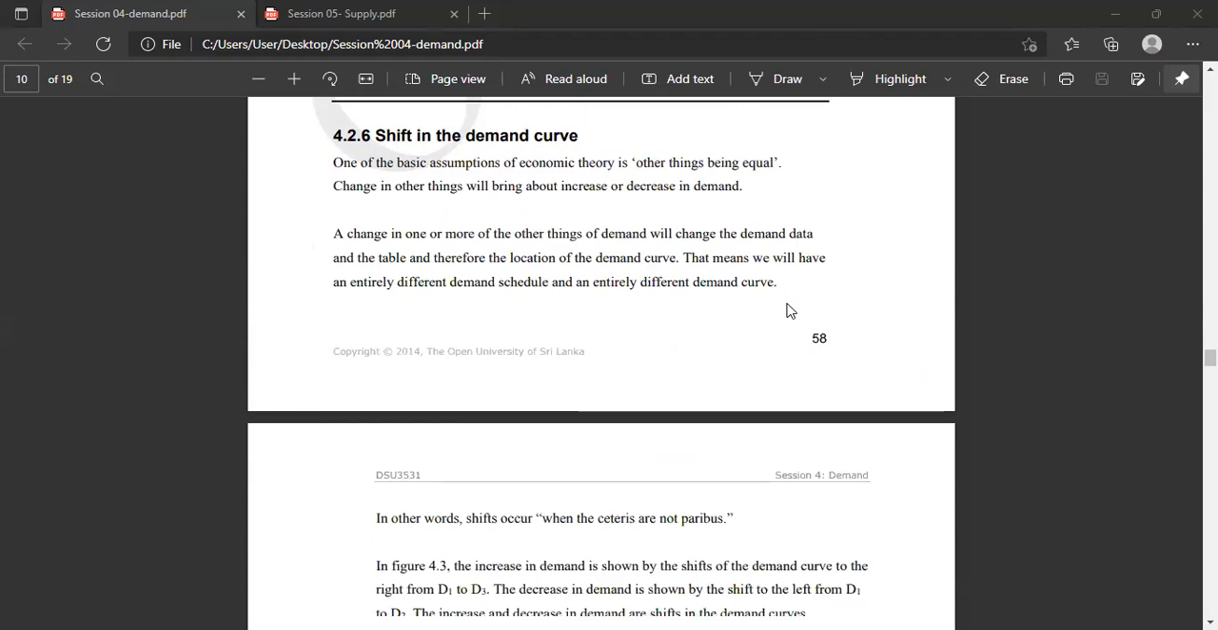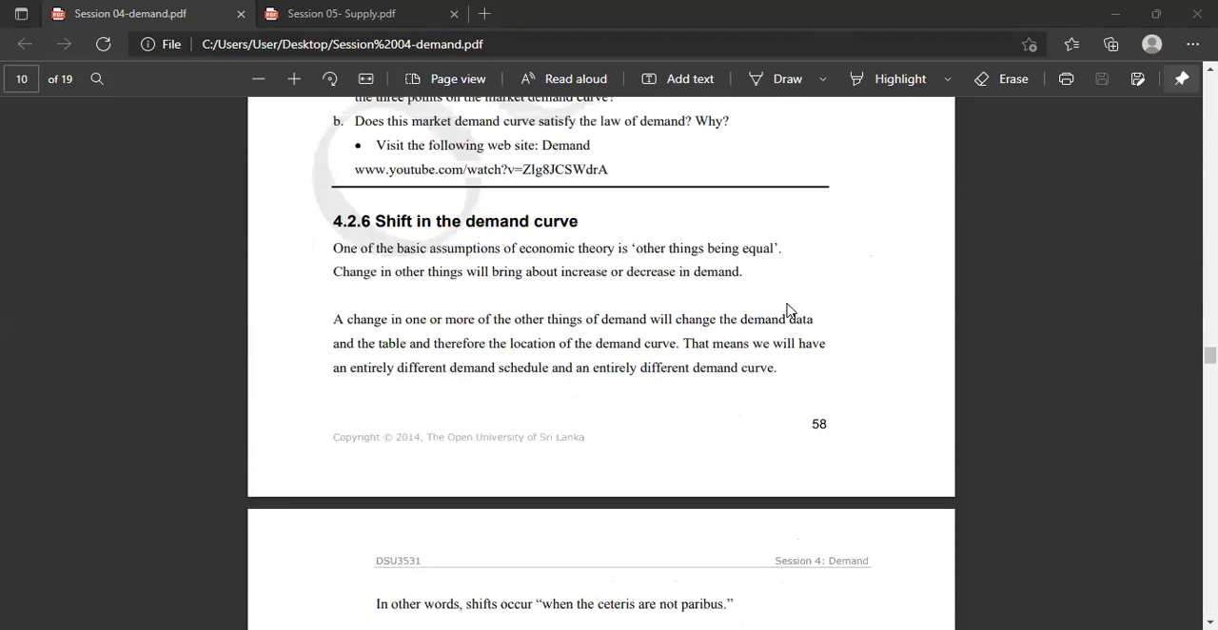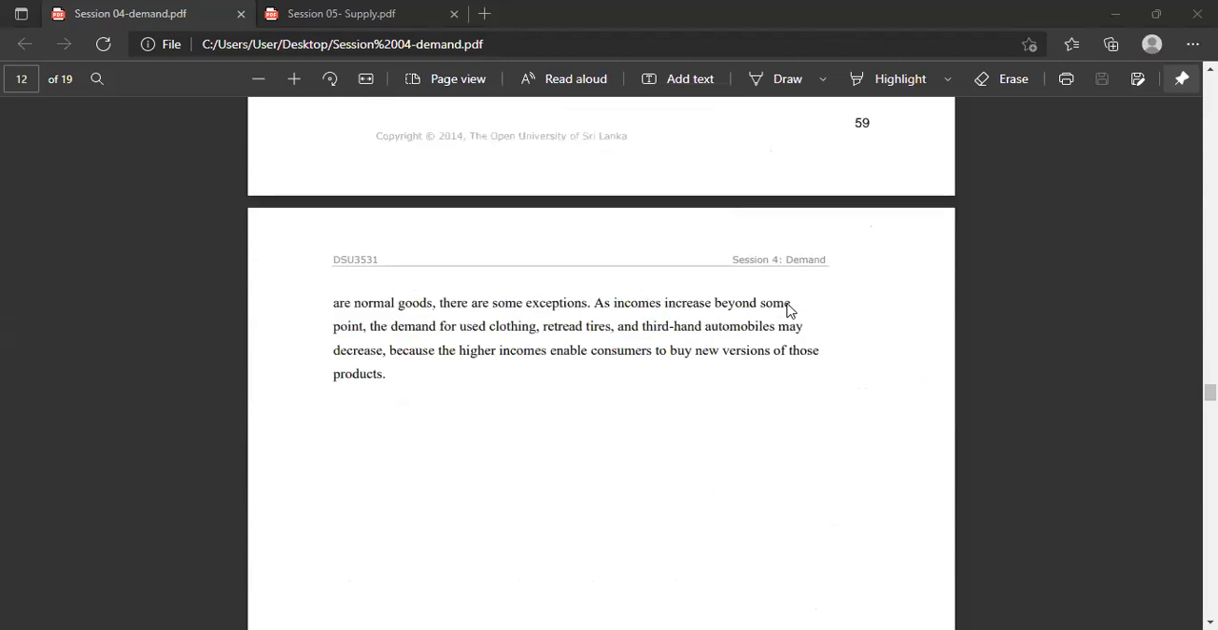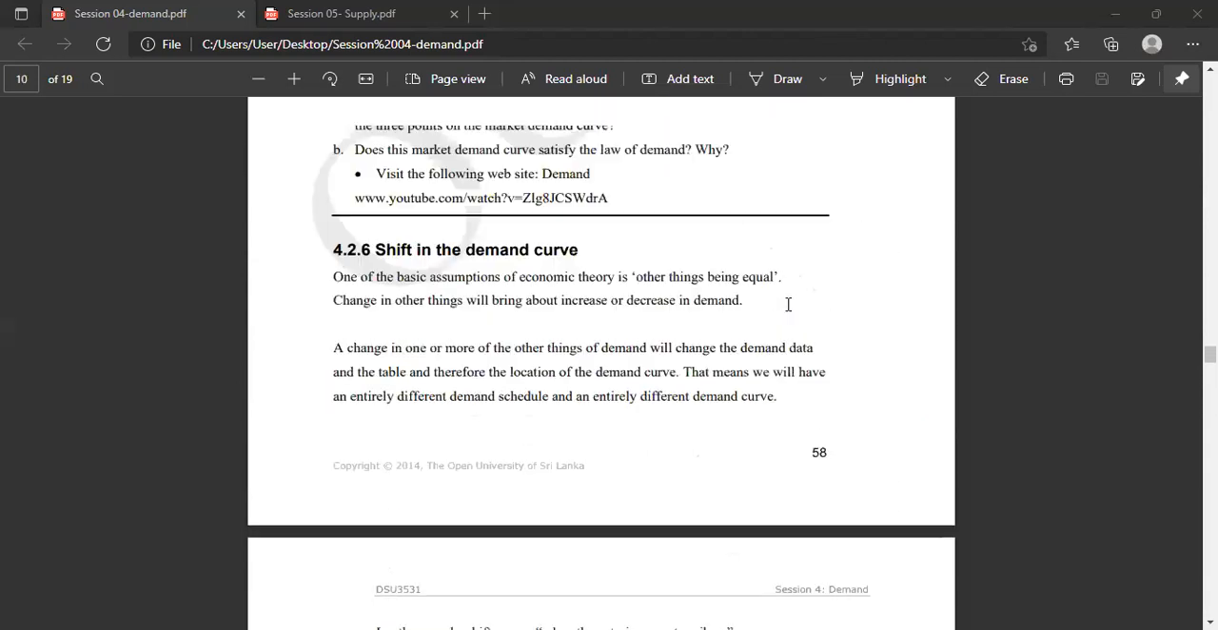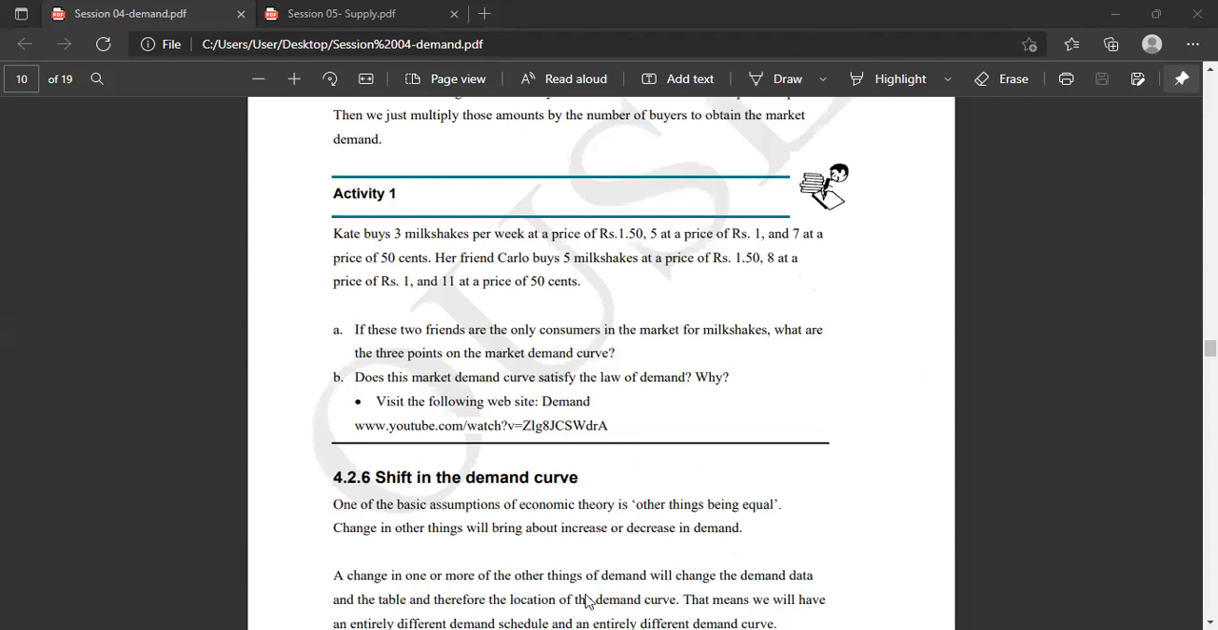Now today we are going to discuss the heading shift in demand curve. Shift in demand curve. Okay. So do you have any question up to this? Any doubts up to this? I hope there is no problem. So we'll come to the topic shift in demand curve.